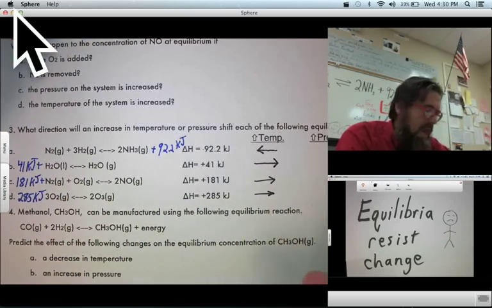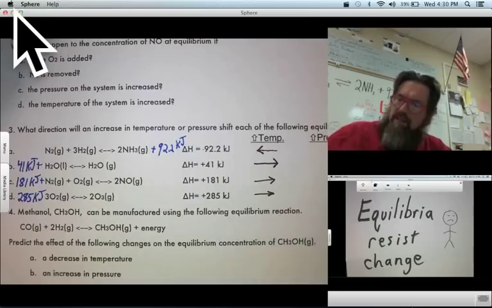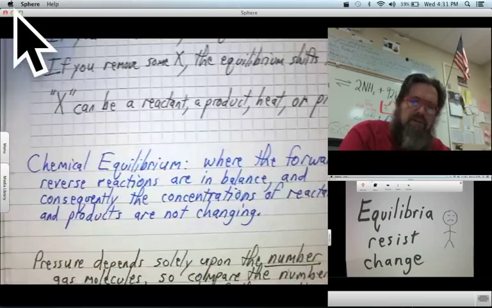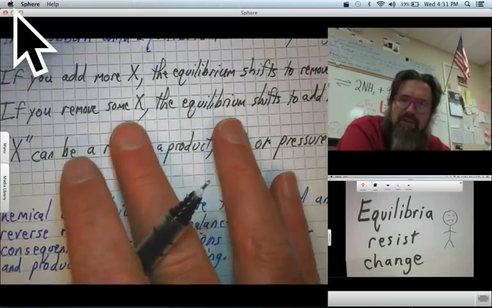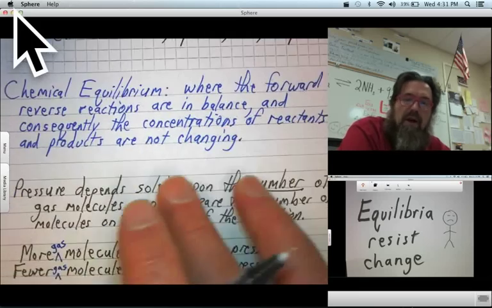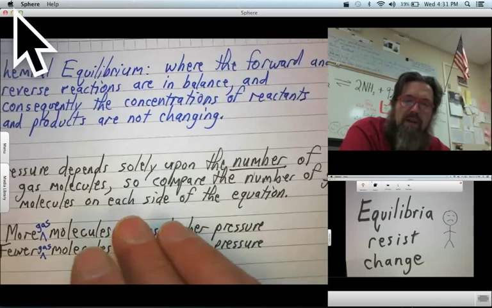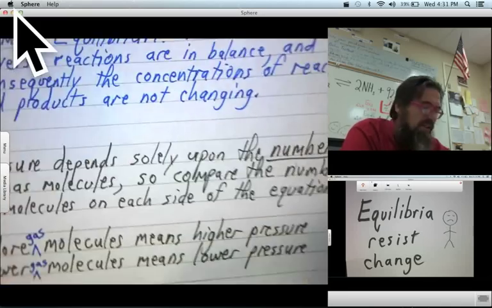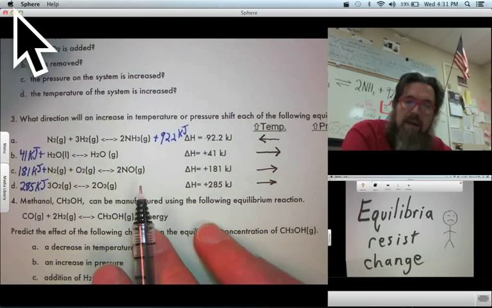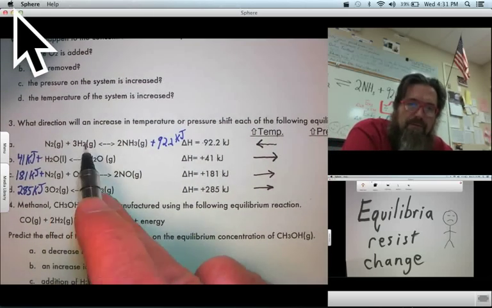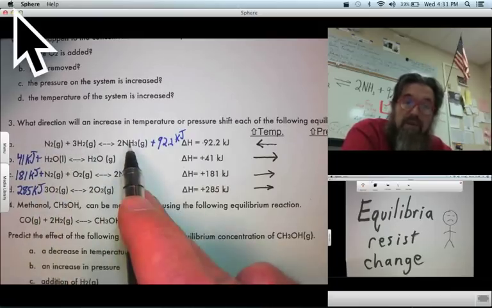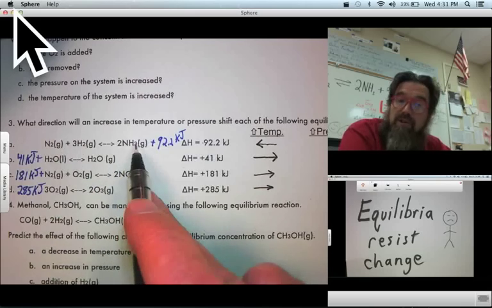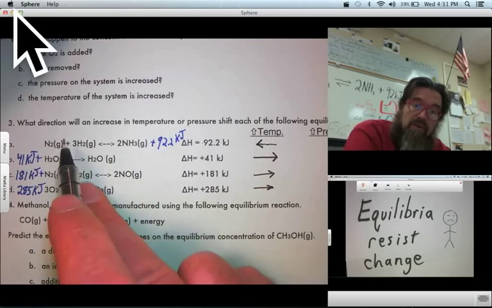Okay. Now, let's do the second part of that. In our notes, we talked about the rules for pressure. And Le Châtelier's principle works the same for pressure. If you add more pressure, the equilibrium shifts to remove pressure. Now, pressure depends upon the number of gas molecules. So what we're going to do is compare the number of gas molecules on each side. So let me do 3A here. We have 4 gas molecules on the reactant side. 1 plus 3 equals 4. 2 on the right. So if we go from 4 to 2, that's less pressure. If we go from 2 to 4, the reverse reaction means more pressure.